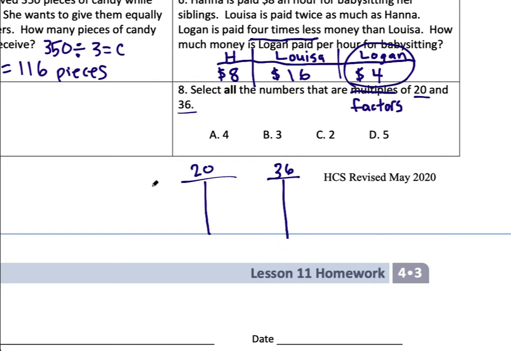All right, factors of 20 are 1 and 20. We have 2 times 10. 3 doesn't work. 4 does. 4 times 5, and then I get back to 5. That's all the factors of 20. There are 6 factors of 20.